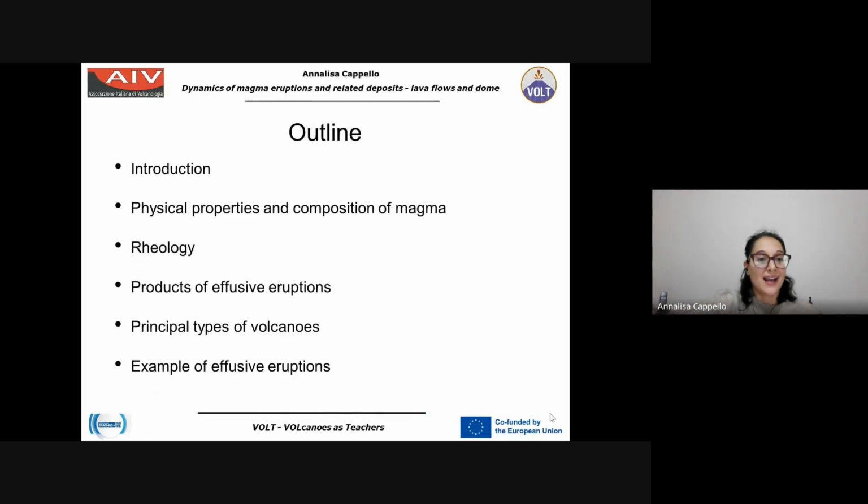Okay, these are the outlines of the lesson. I'll mostly give some brief introduction. Then I'll talk about the physical properties and composition of magma. I'll talk about the rheology, the products of effusive eruptions, introduce the principal types of volcanoes, and then I'll give some examples of historical lava effusive eruptions.